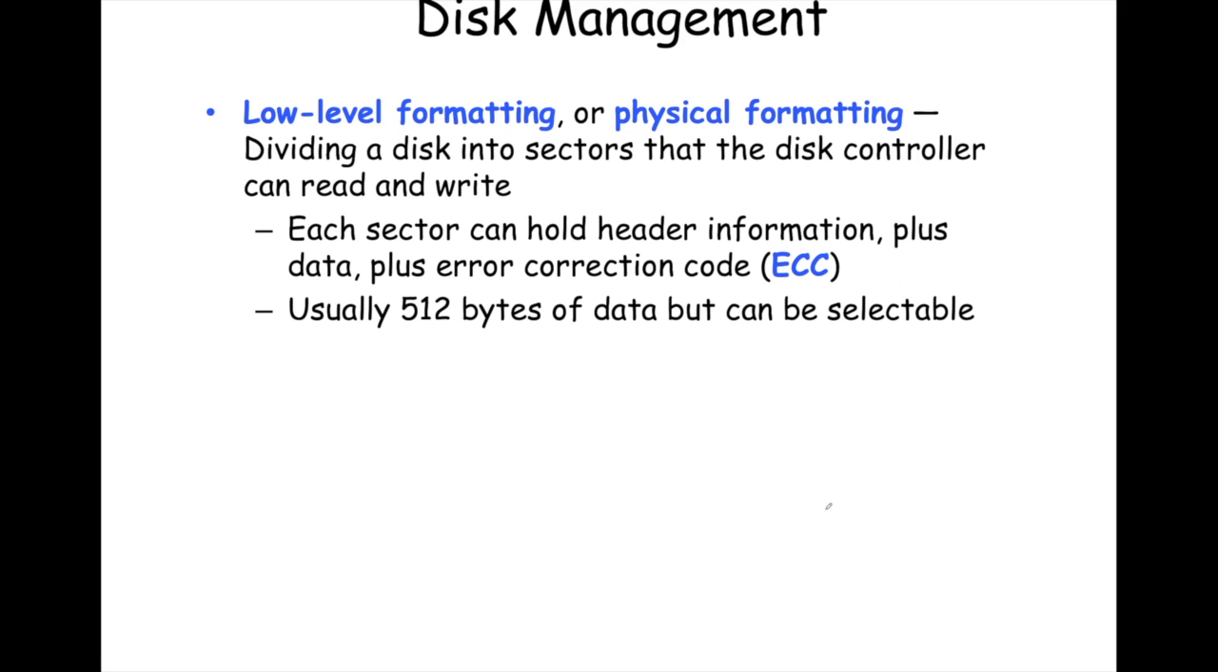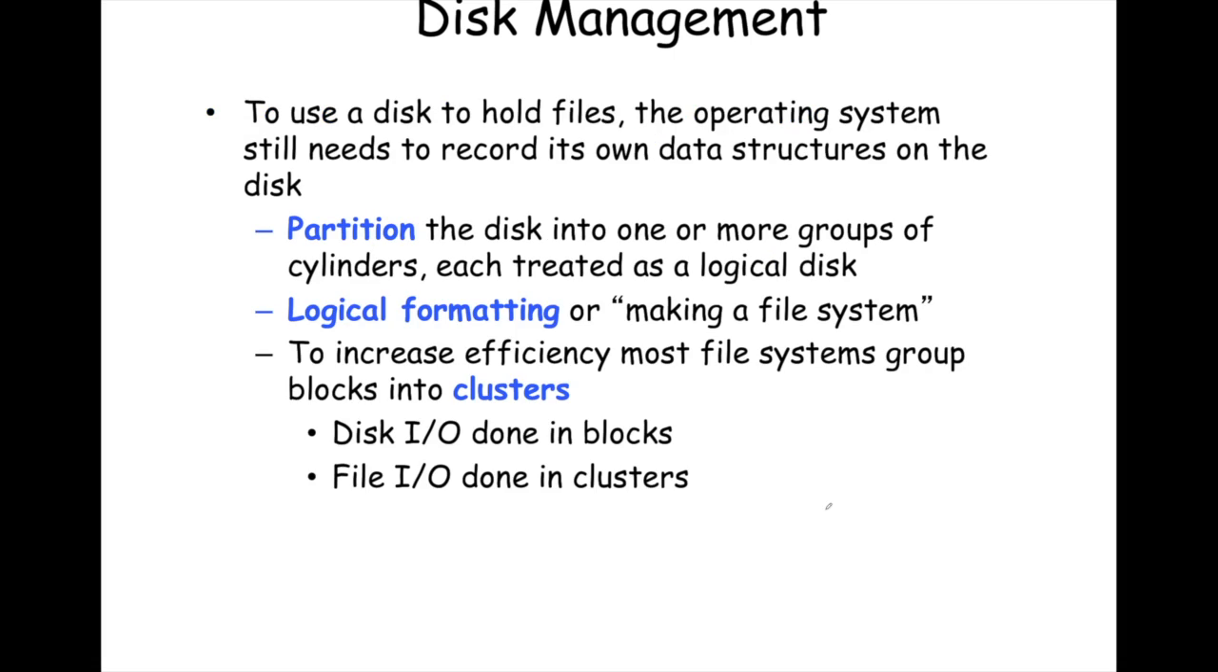So each sector is going to hold a bunch of information. One of them is a header, which is descriptive information used by your file management, plus data, and then some error correcting codes to try to recover from bit errors. And so usually you have about 512 bytes of data for your sectors, but this can be tunable. They can be bigger, they can be smaller, depending on how you format them.